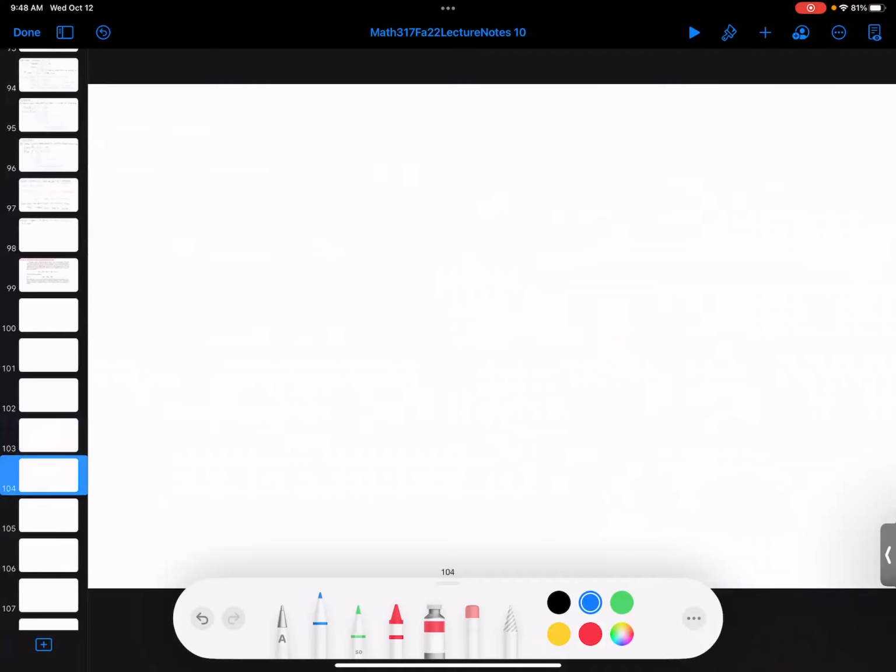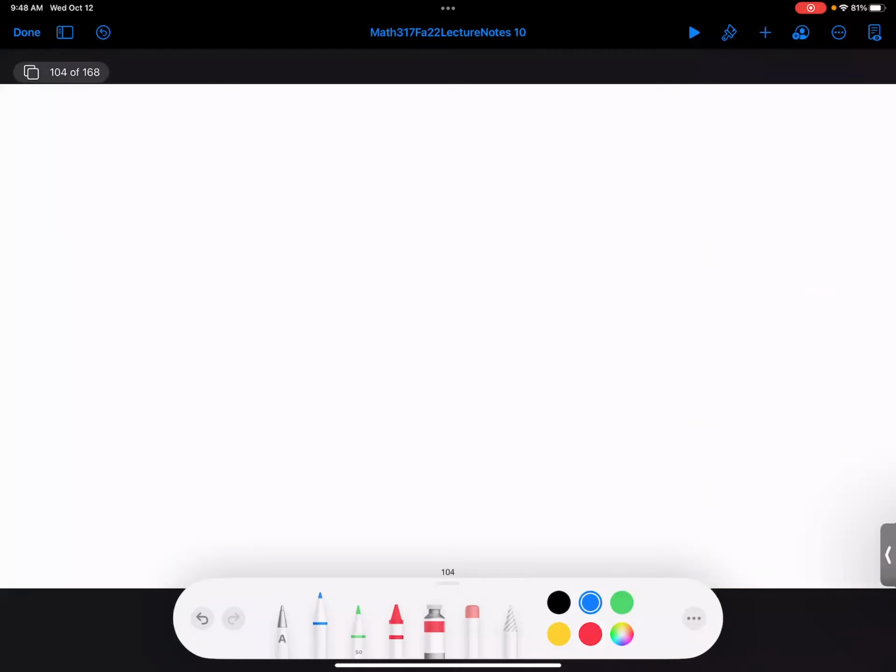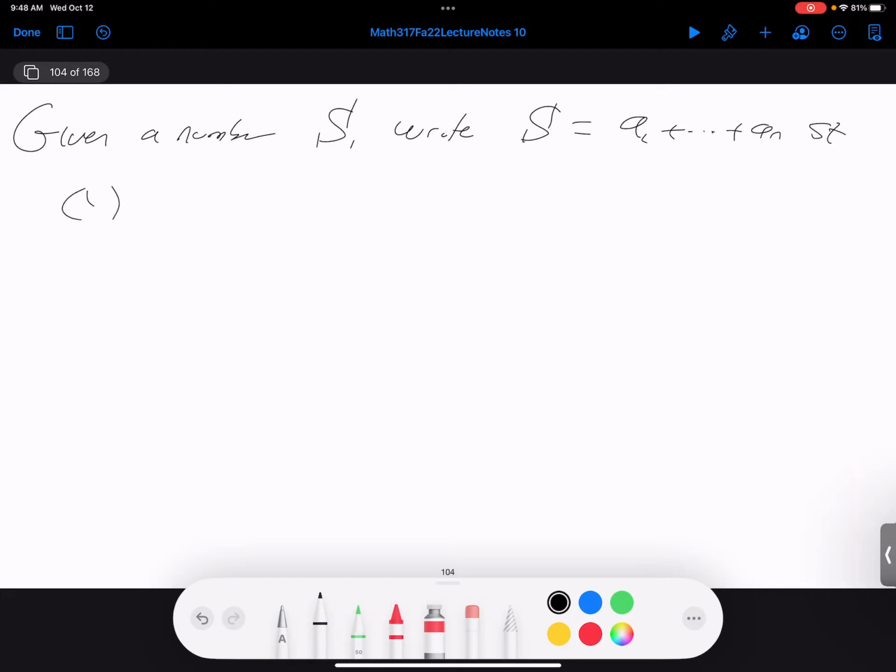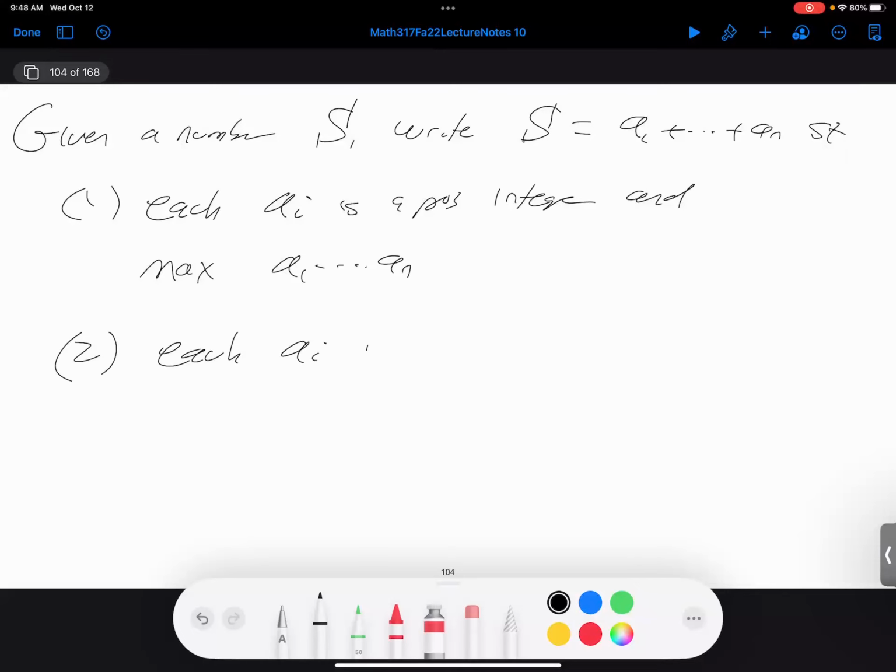All right, so the last thing I want to do is end the video with a problem. Given a number S, write S as A1 plus through AN such that in case 1, each Ai is a positive integer and maximize the product A1 through AN, or in case 2, each Ai is positive and maximize the product A1 through AN.